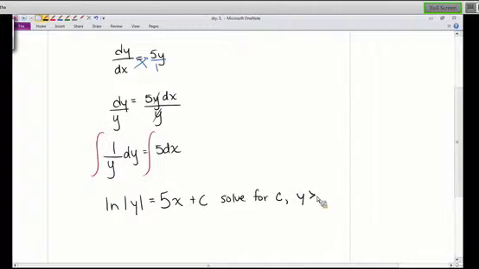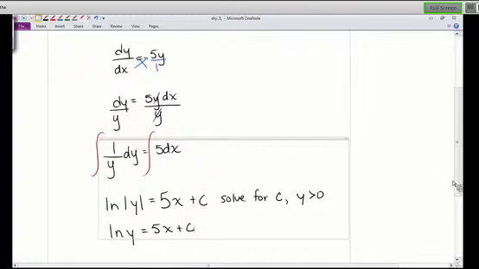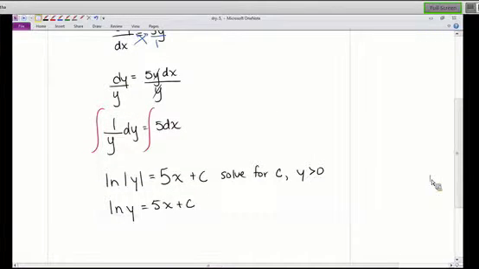Now, that given condition, y is greater than 0, will allow us to remove the absolute value symbols around our y. So we remove the absolute value symbols around y, and we get ln of y is equal to 5x plus our constant. Now they tell us that y is equal to 1 and x is equal to 0. So let's substitute 1 and 0 into our equation. So ln of 1 is equal to 5 times 0 plus c. Again, we're solving for c.